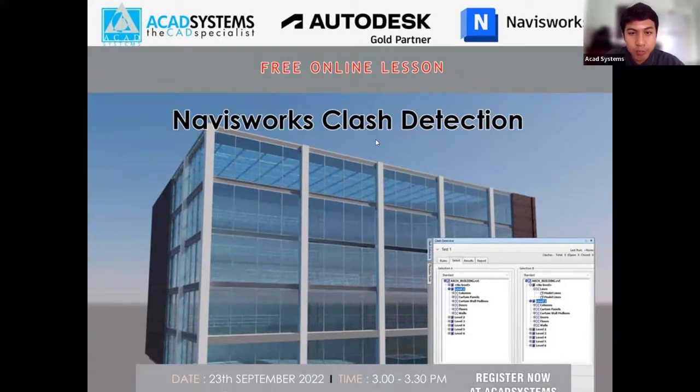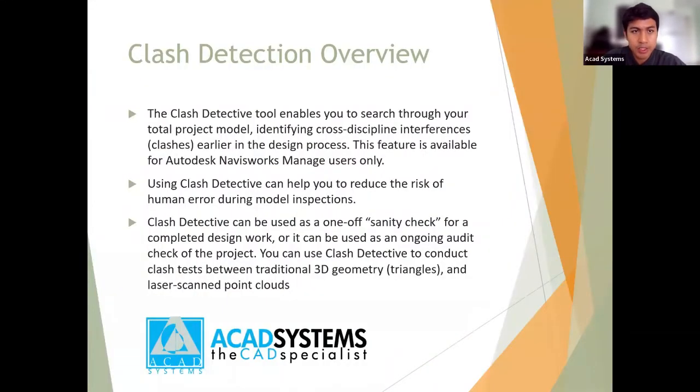Okay, let's go through a little bit of what we're going to do today. So this is a clash detection overview. The Clash Detective tool enables you to search through your total project model, identifying cross-discipline interference clashes earlier in the design process. This feature is available for Navisworks Manage users only. As you know, we have Navisworks Freedom, Simulate, and also Manage. Manage is the full version, so for clash detection, you must have Navisworks Manage.